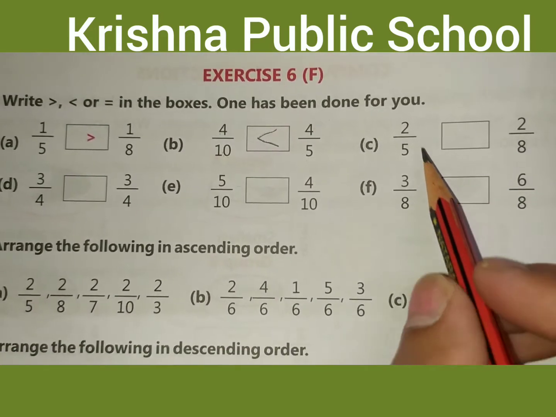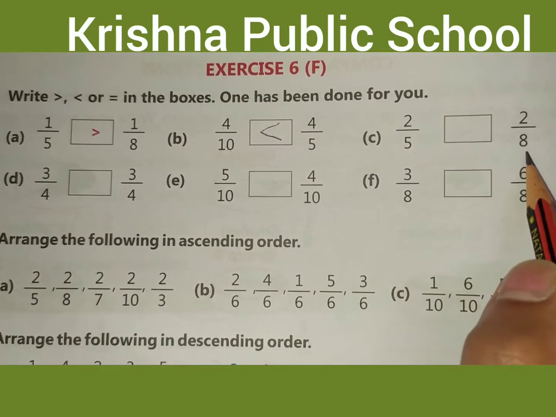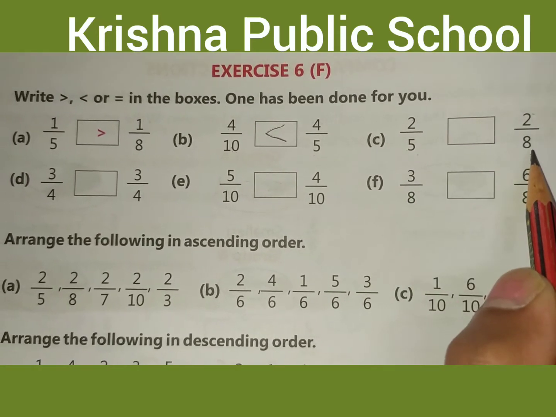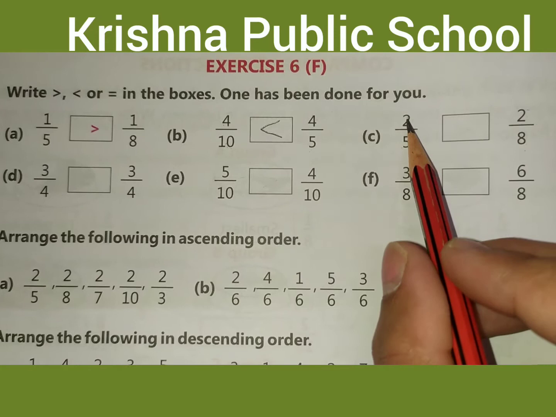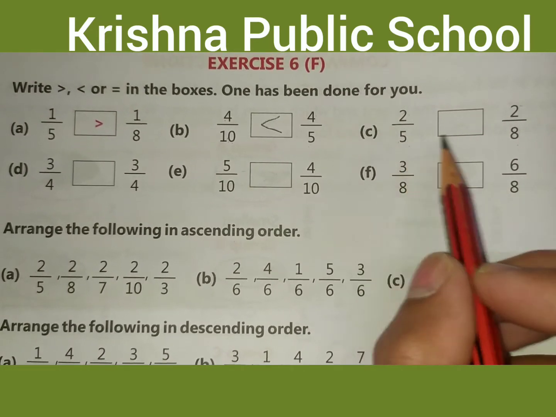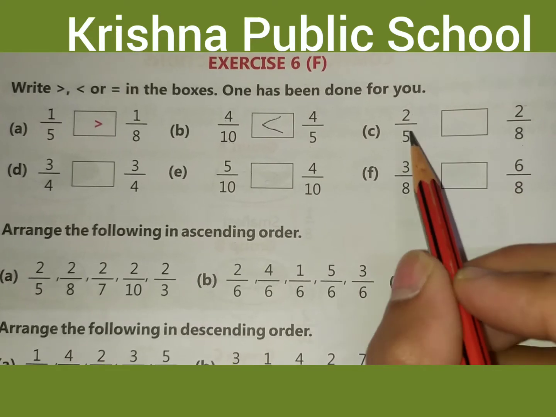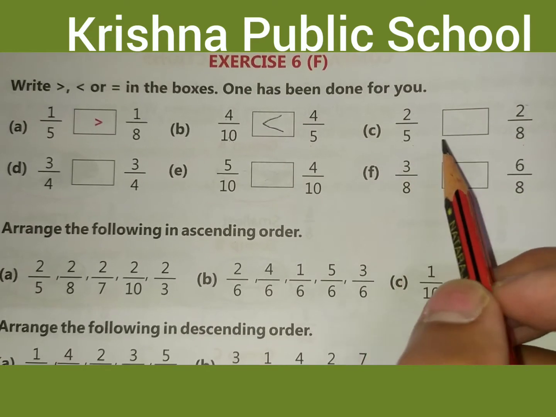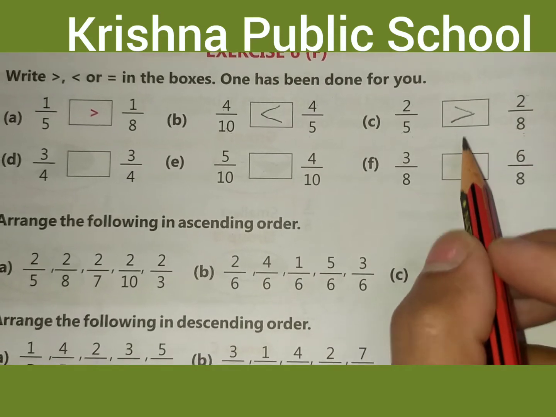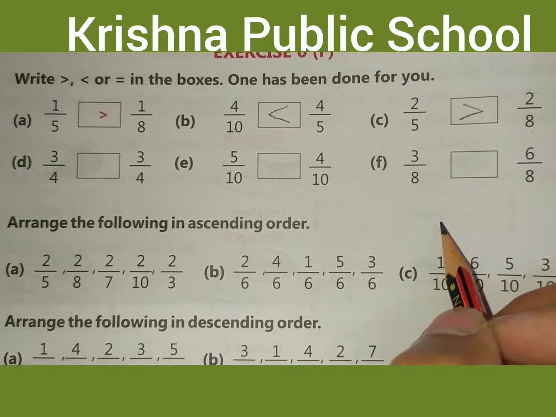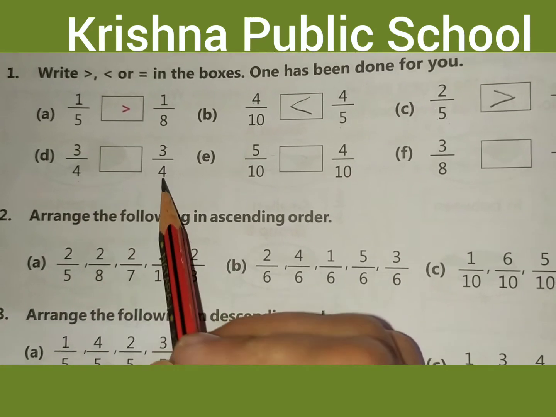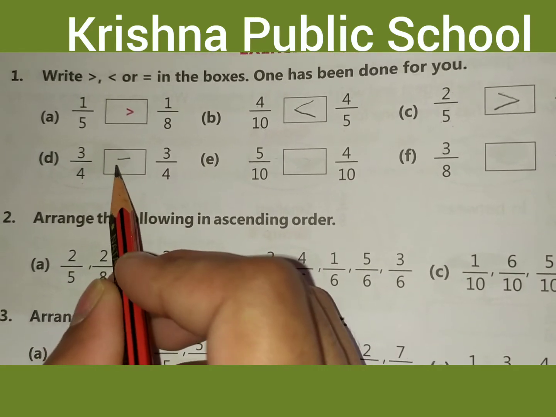Next is compare 2 upon 5 and 2 upon 8. 2 is the numerator, 5 and 8 are the denominators. The numerator is the same, 5 is a denominator and it is smaller than 8. So the fraction 2 upon 5 is greater than the fraction 2 upon 8. Show the symbol. Okay children. Next is 3 upon 4 compared with 3 upon 4. Both are equal. Show the equal sign.